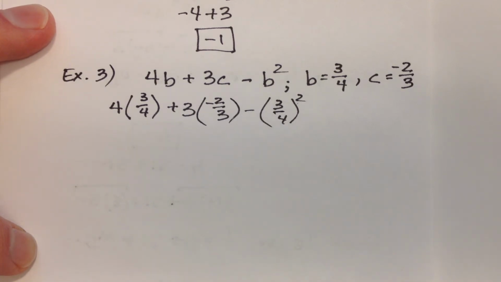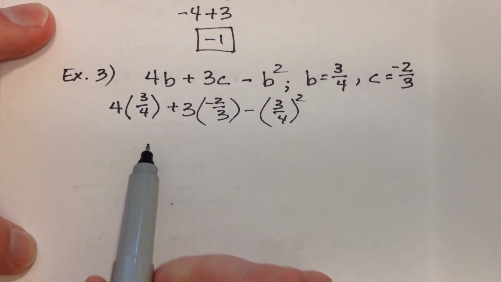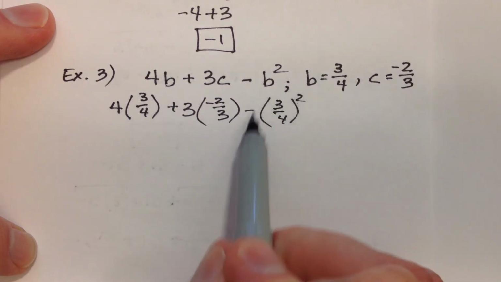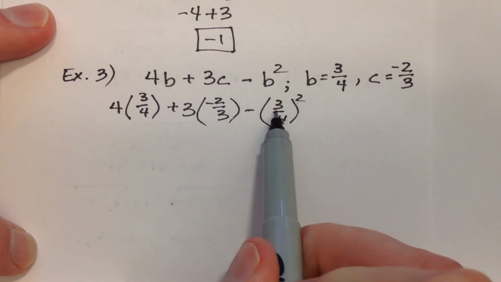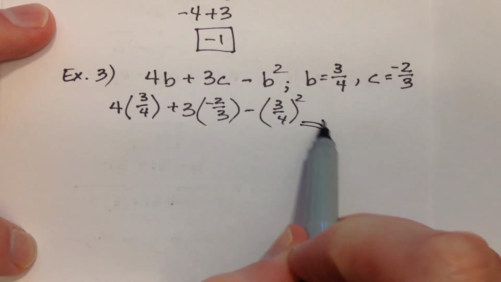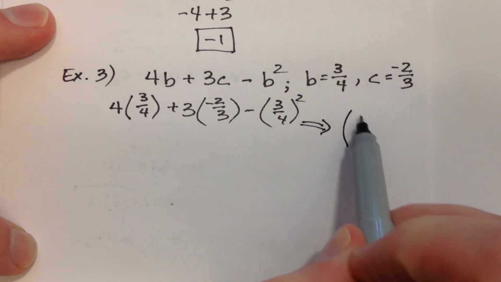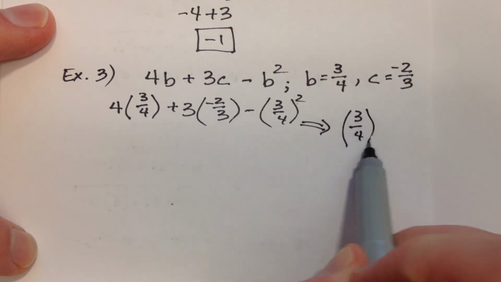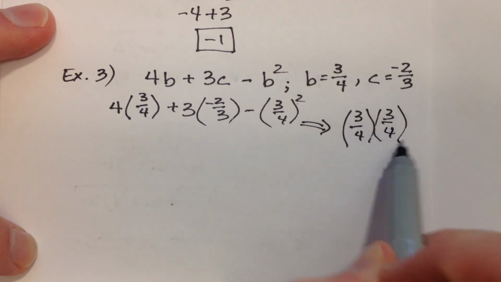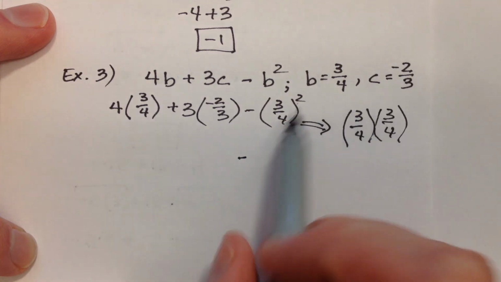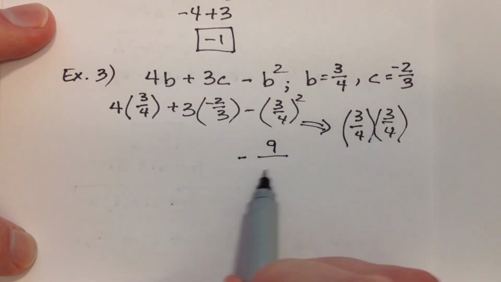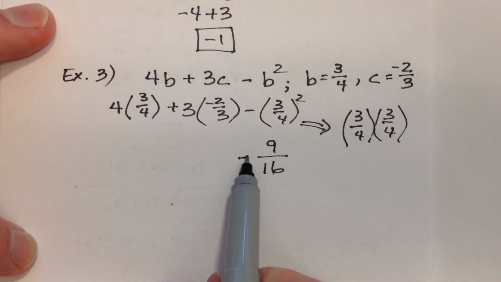So yet a third time we just have an order of operations. Order of operations dictates that we do exponents before multiplication. So let's go ahead and take care of this. When we square a fraction, and I'll put this over on the side, really what we're doing is saying 3/4 times 3/4, because we're multiplying it by itself. So 3 times 3 is 9, 4 times 4 is 16. So it's actually minus a 9/16.